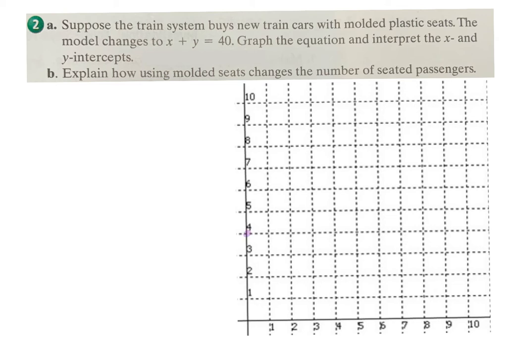They were both 40, right? So both of these were 40 here. Then they want you to explain. So your graph should have looked something like this.